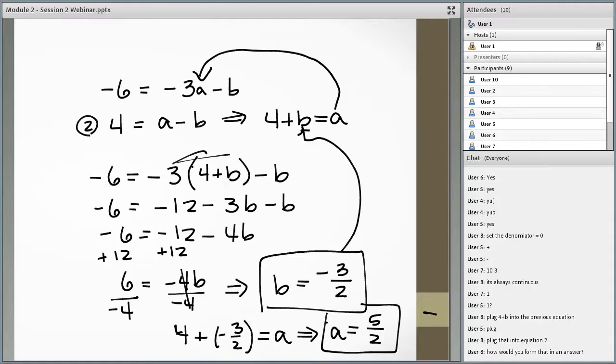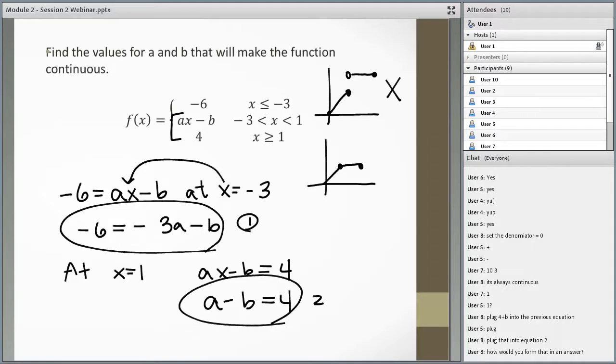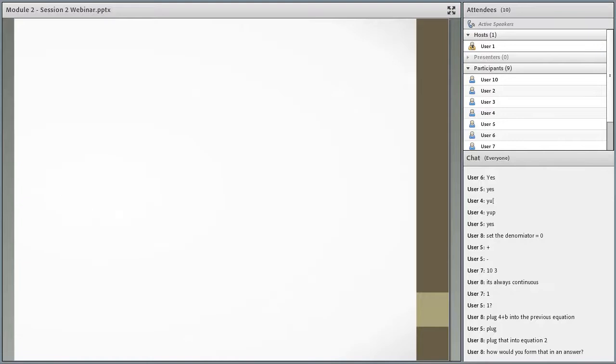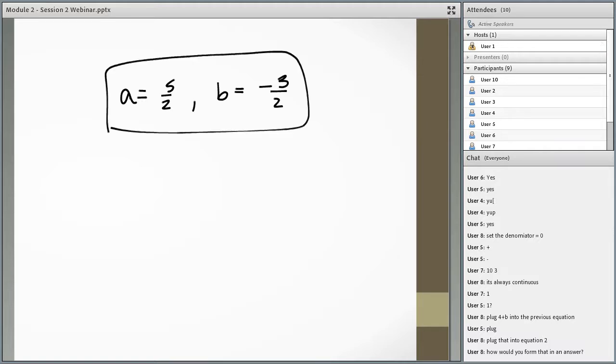So depending on how the question's asked, in this case it was just asked to find the values of a and b, so leaving it as, let me go to the next page, a equals 5 over 2 and b equals negative 3 over 2. That would be one. Again, it depends on how the question was asked. You could also be asked to rewrite f of x, so you would write f of x just replacing a and b as what they are.